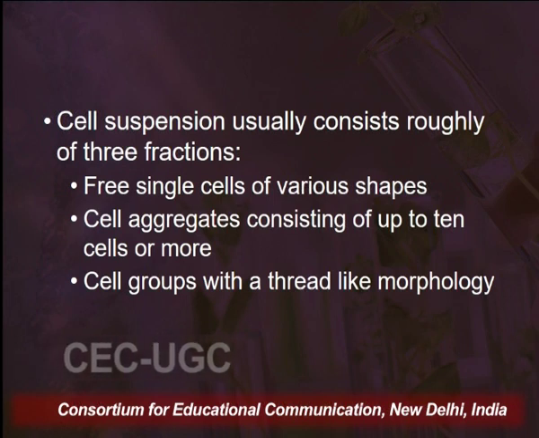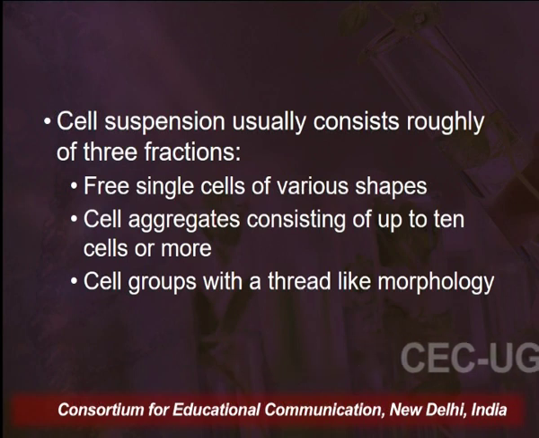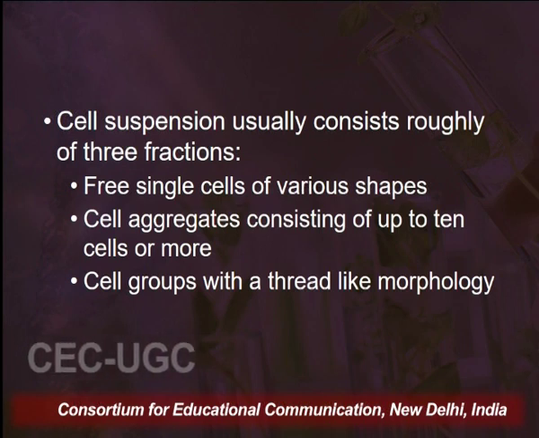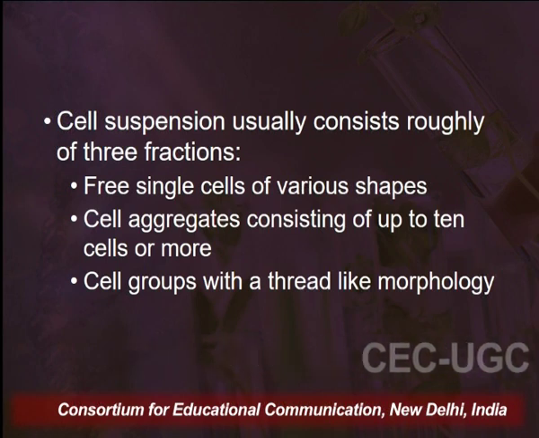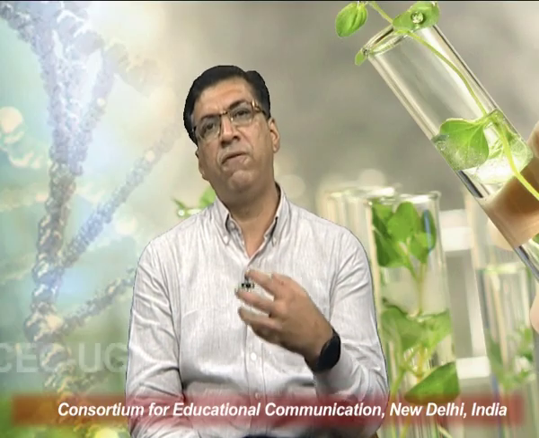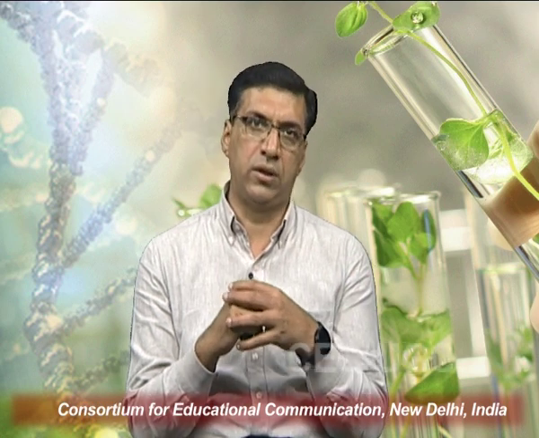Then the second category of cells that are observed in the suspension culture is cell aggregates or the smaller aggregates, which contain up to 10 cells or up to 20 cells, and the group of cells which have thread-like morphology. So, such kind of variation has been observed in the cells in the suspension culture. Now, we move on to the growth pattern that is observed in a suspension culture, and it is more or less similar to that of the callus culture.